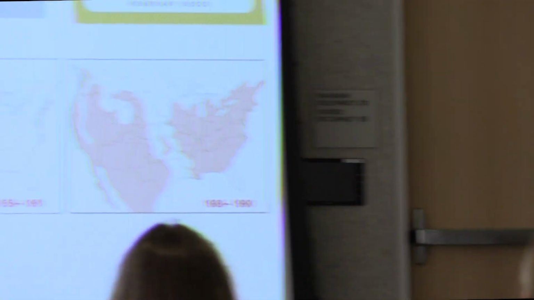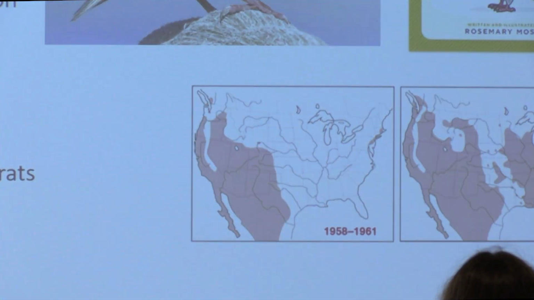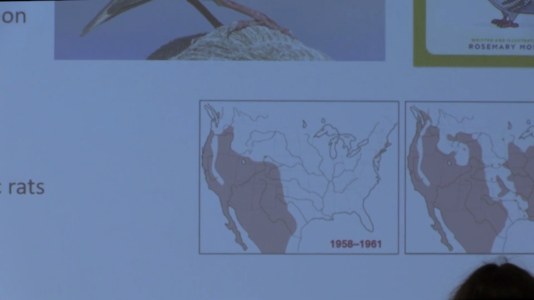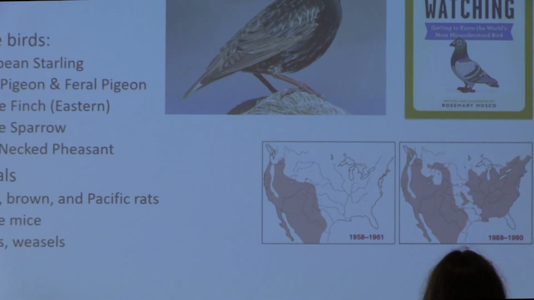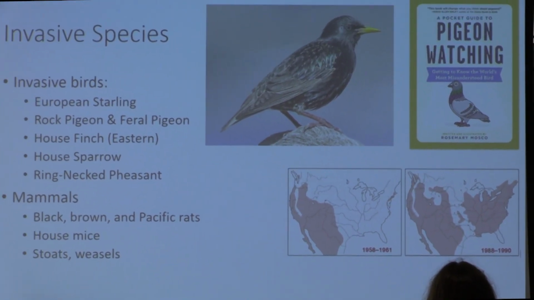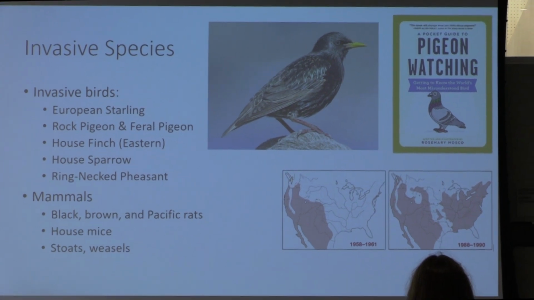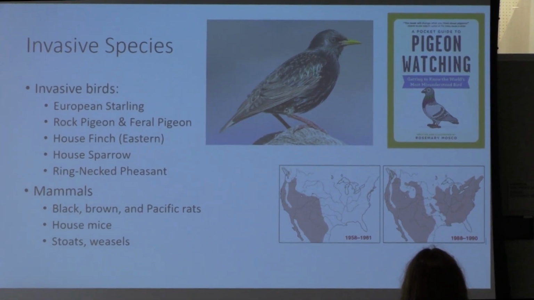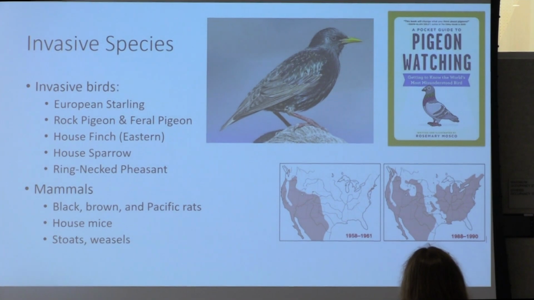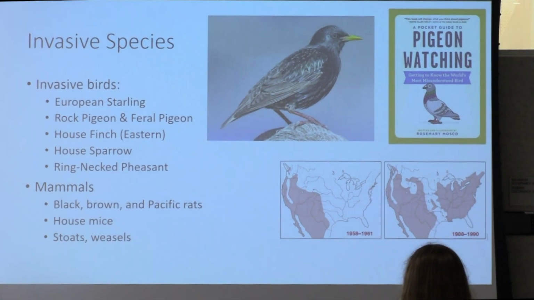Now there's 46 million starlings, and they are the most common songbird in the US, and they cause hundreds of millions of dollars in crop damage every year. They oftentimes evict native birds from their nests. They can mob native birds and push them out of habitat, and they can also transmit avian diseases. So they're not great to have around.